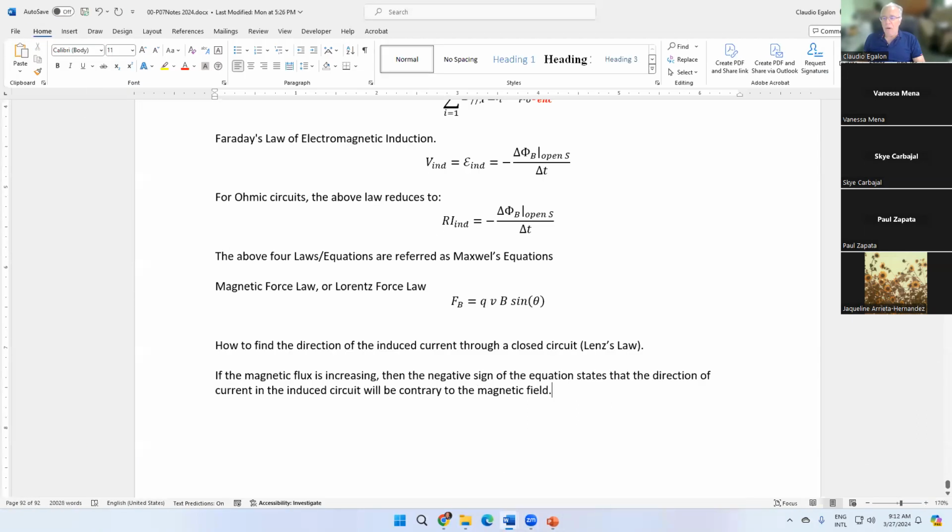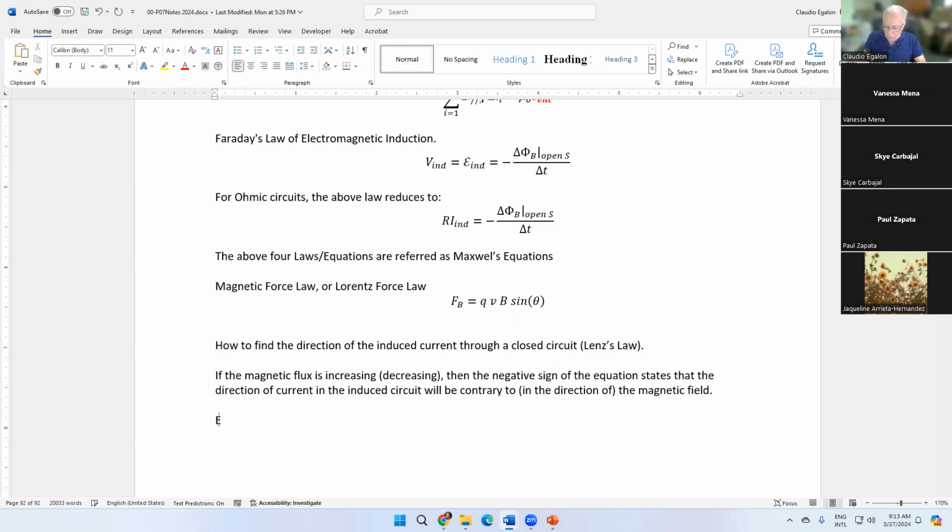So if the magnetic flux is increasing, here you go. And now I'm going to put decreasing. Then the negative sign of the equation states that the direction of the current will be in the direction of the magnetic field. I cannot prove that mathematically because this is a law, and I'm just telling you how you interpret this law.